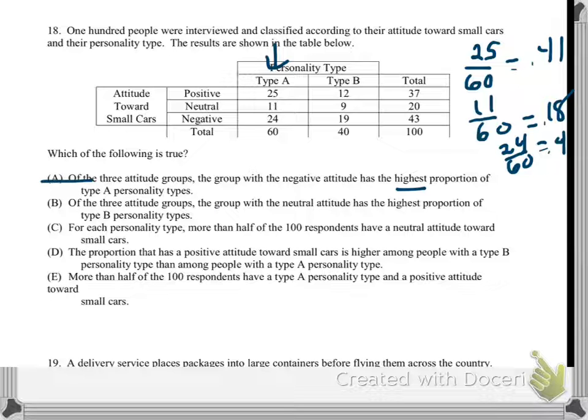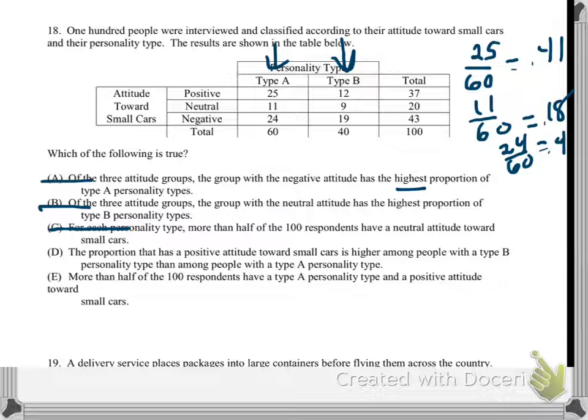Now they asked the same question, but now it's about type B. So without doing all that work, let's use that same philosophy. The one with the highest numerator is the answer. And so the highest numerator is negative. And they want to know about neutral. So it's not B. Okay, so let's look at what C says. For each personality type, half of the 100 respondents have a neutral attitude. Okay, so the total of neutral is 20. Half of 100 is 50. 20 is not near 50, so it's not C.